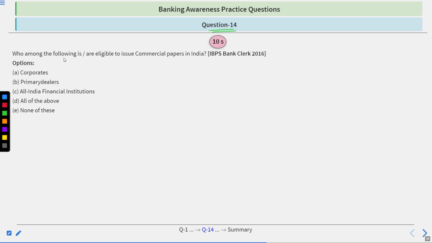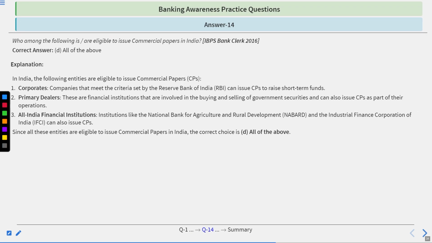Question number 14. Who among the following is eligible to issue commercial papers in India? Corporates, primary dealers, all India financial institutions, all of the above, none of these. To answer this, you will have 10 seconds. Time starts now. Time's up. The correct answer is all of the above.